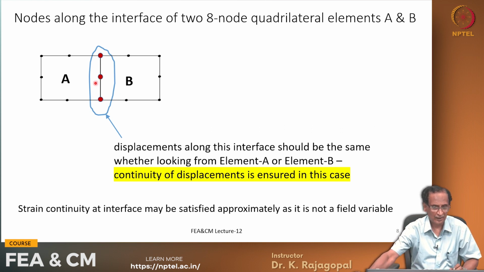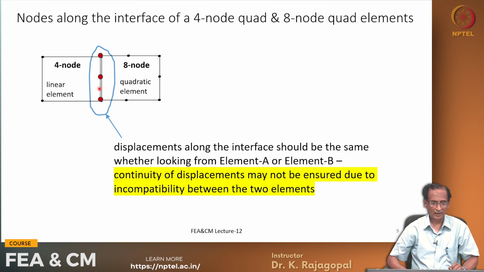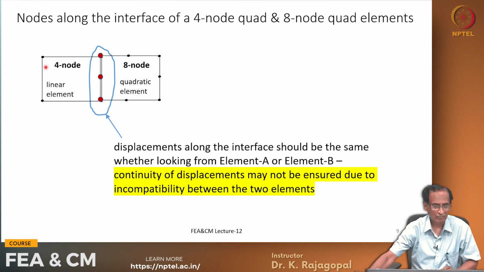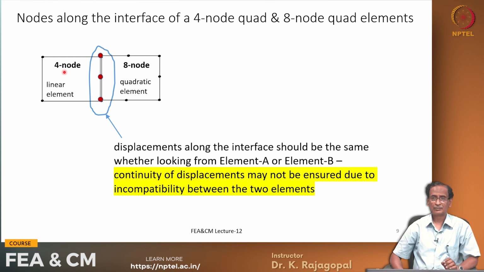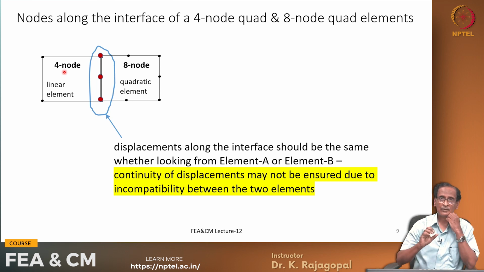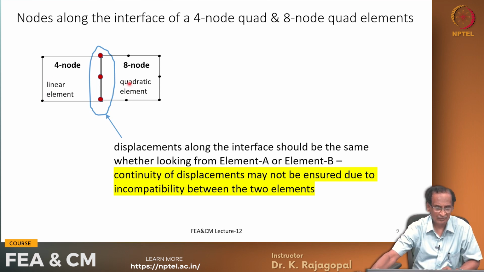So, here we have taken both elements A and B of the same type, both 8-node quadrilaterals, and now let us consider an interface between a 4-node quadrilateral and an 8-node quadrilateral. Say a 4-node element has only 4 nodes. So, along each line we have only a linear function. Okay, so we call it a linear element, whereas an 8-node element is a quadratic element. Along each line there are 3 nodes.